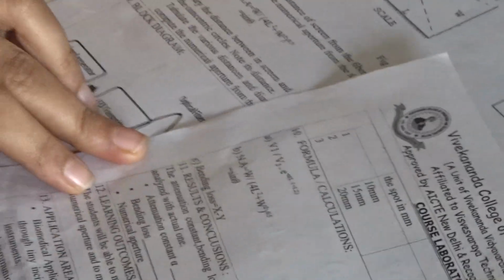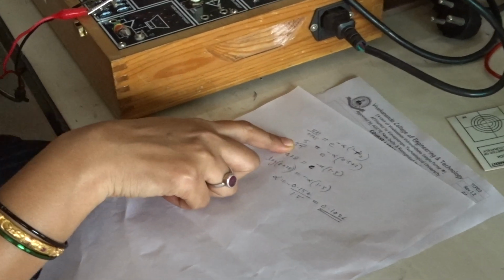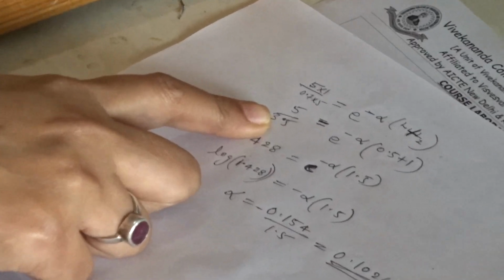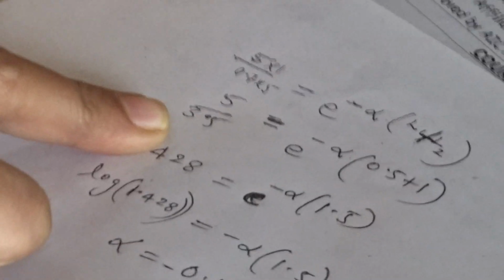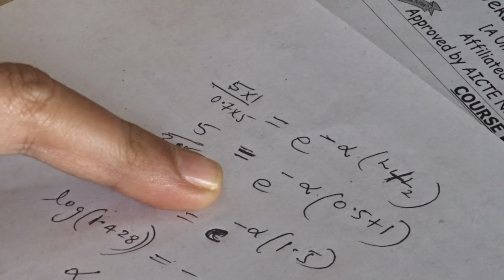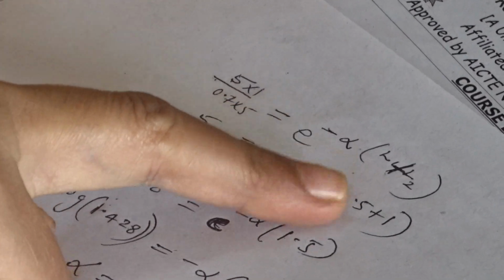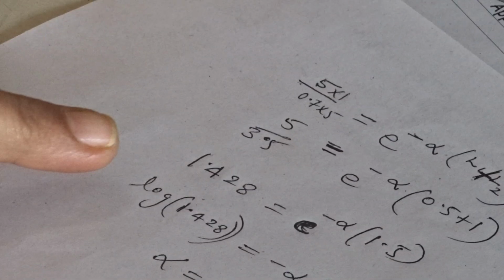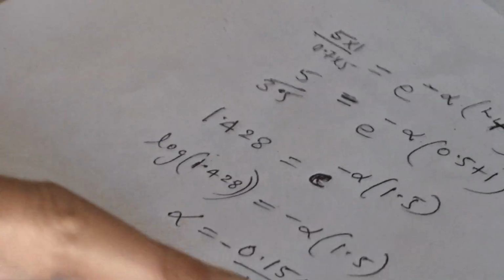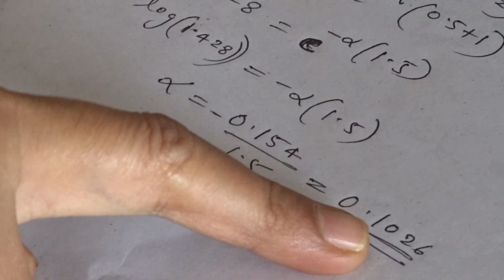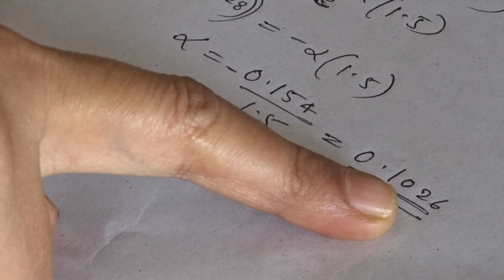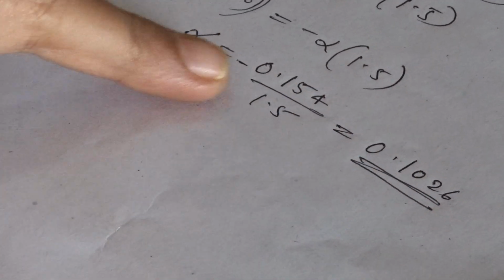So we got V1 as 5 volt and V2 as 3.5 volt. Because of the length, as the length increases, the voltage decreases. Now we need to substitute in the equation e to the power minus alpha into L1 0.5 meter plus L2 1 meter. We will get the alpha value equal to 0.1026 nepers per meter. This is the attenuation loss.